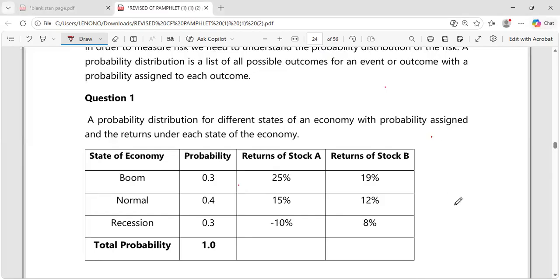Question 1: a probability distribution for different states of an economy with probabilities assigned and the returns under each state of the economy. You are given three economies: boom, normal, as well as recession, with assigned probabilities, and returns of stock A and B.